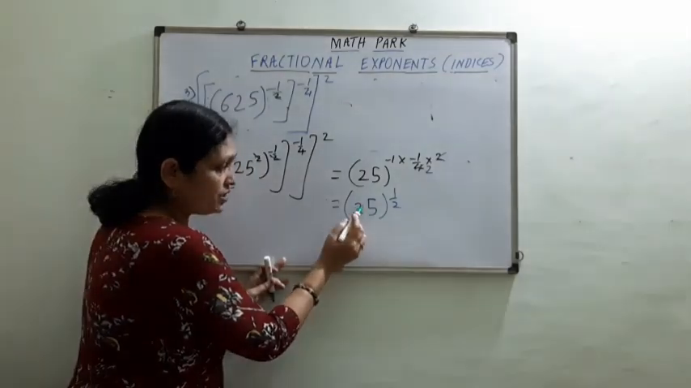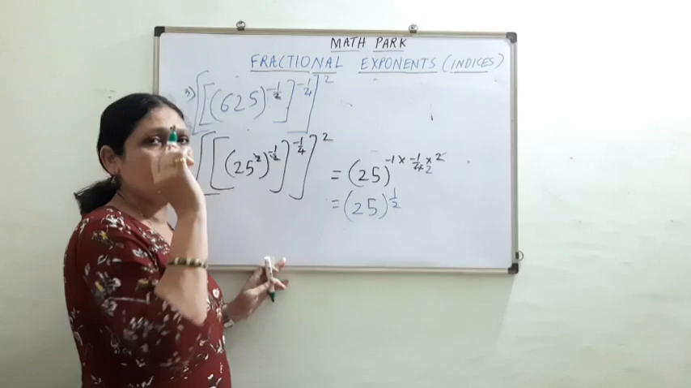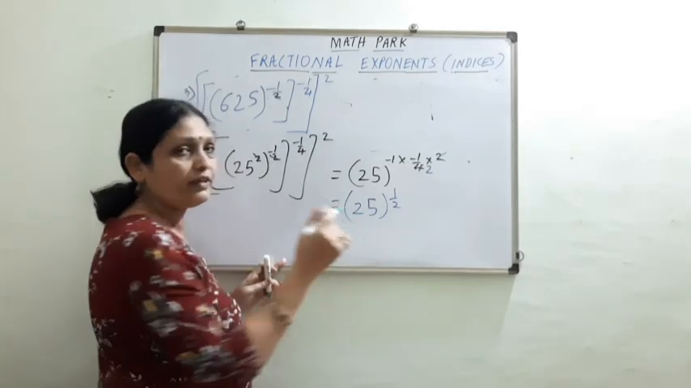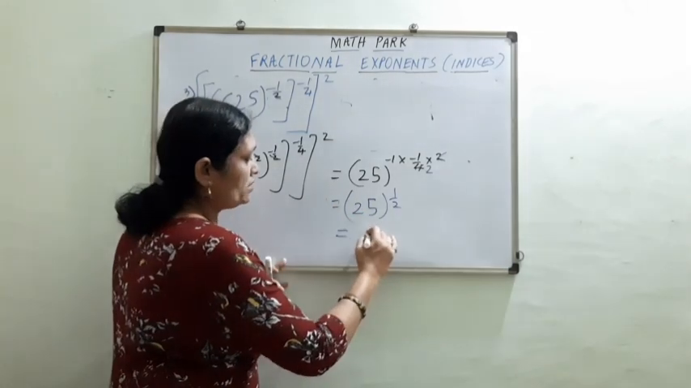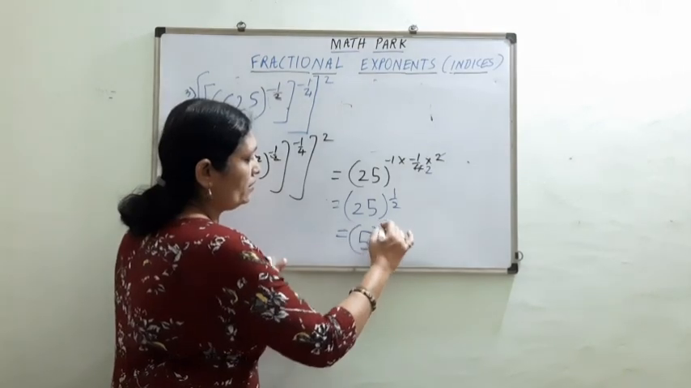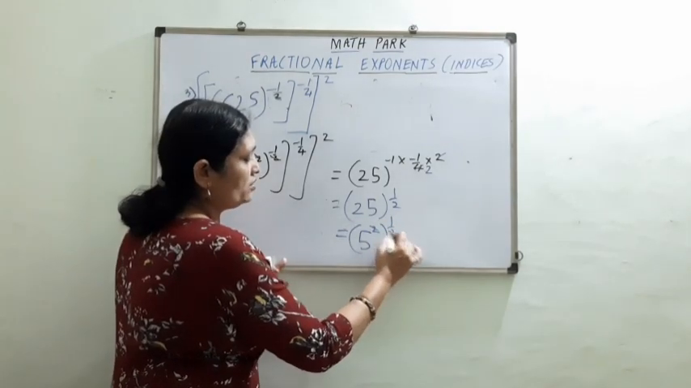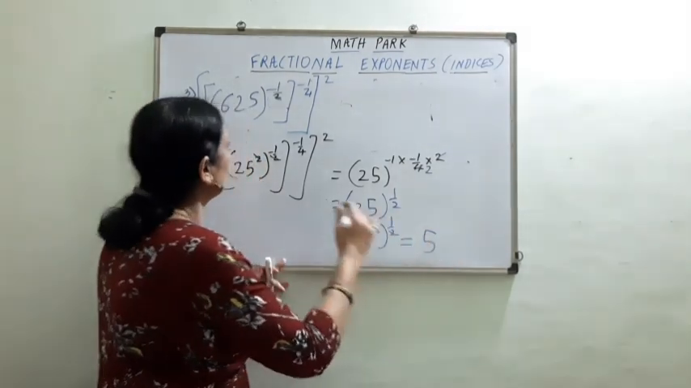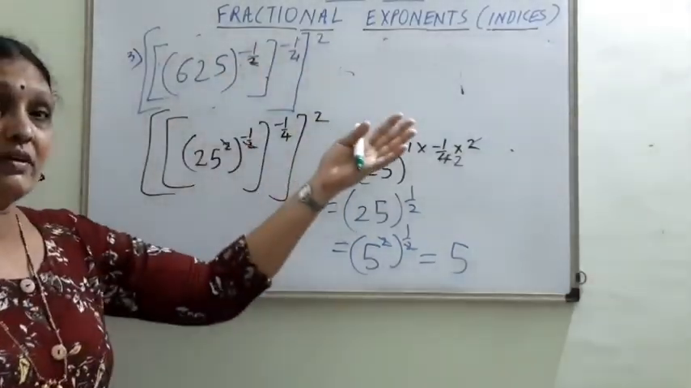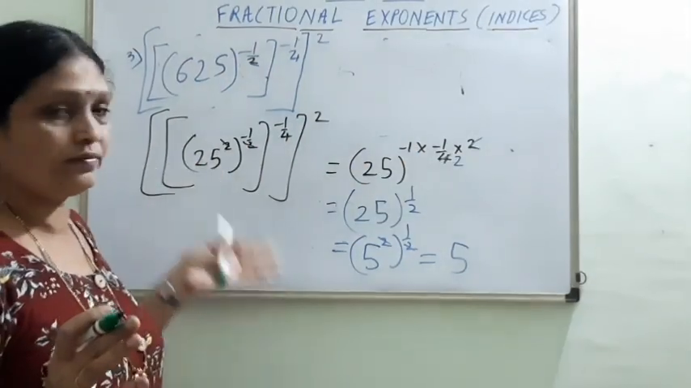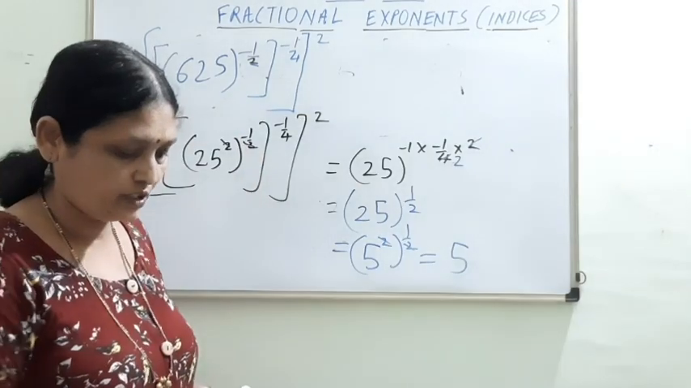Again, there is some relation. 25 must be some second power of some number. We know that 25 is square of 5. So instead of 25, we put 5 square raised to 1 by 2. On simplifying this, we get the value as 5. Question seems to be bigger, but quite easy, children. Rewatch to understand it much better.